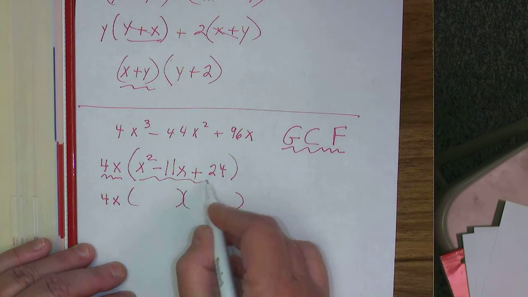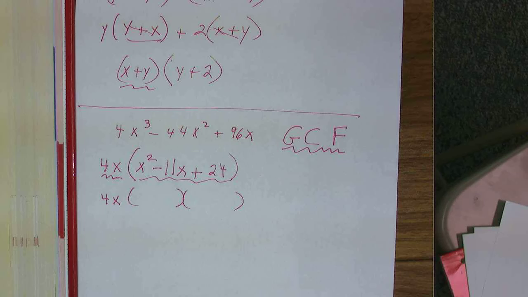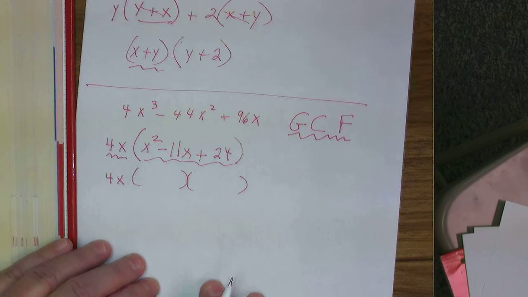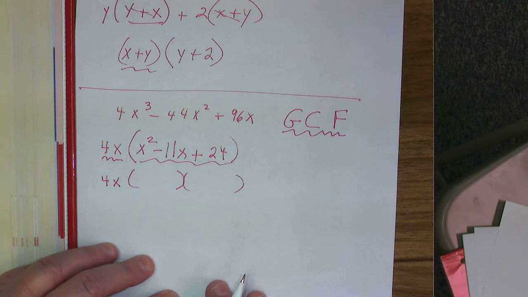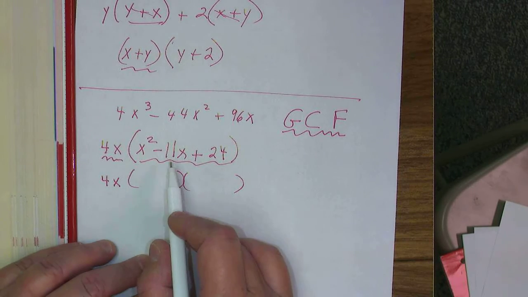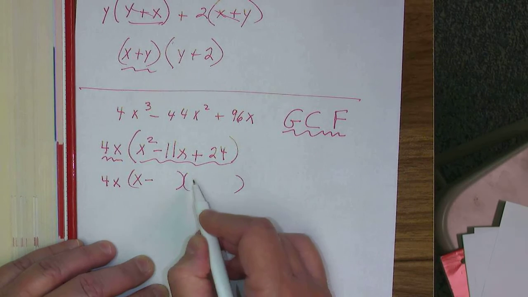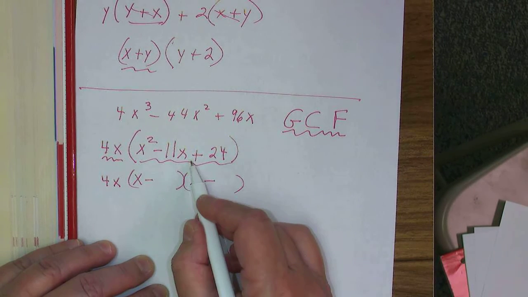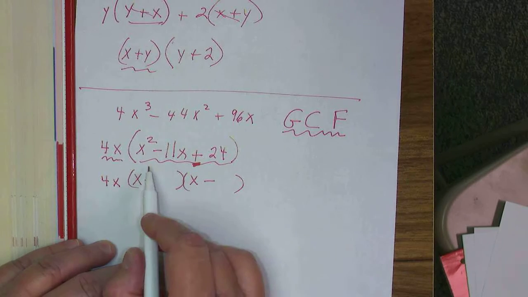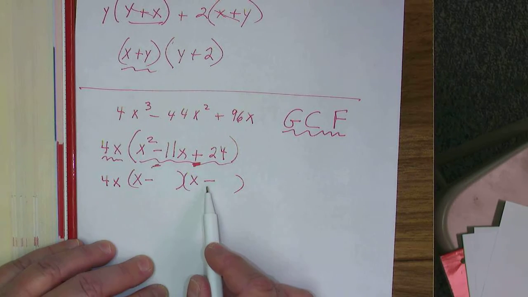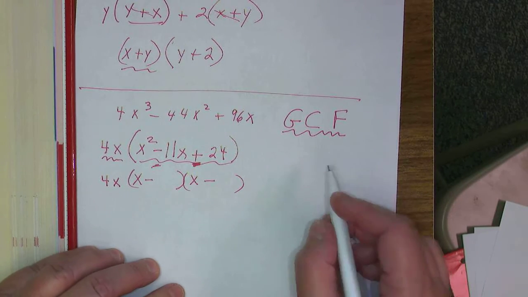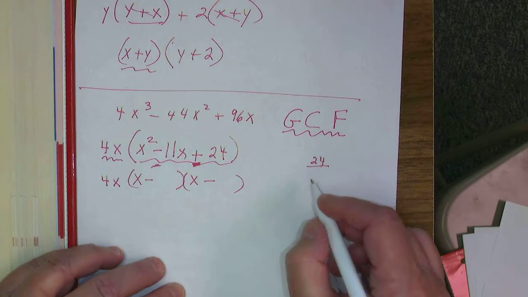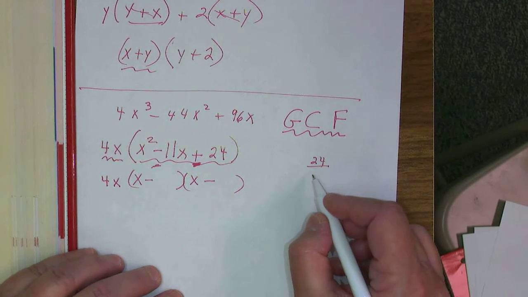This is a trinomial that we hope will factor. This is what I call the trial and error method. I'm going to look for factors of 24 that have a sum of negative 11. Now, I already know that this is going to be an x minus and an x minus because this is a plus and I have negative in the middle. So when you multiply the last in your FOIL, negative times negative would be positive. So what are factors of 24 that would give you 11?